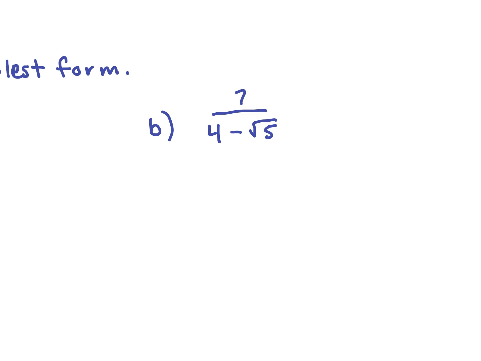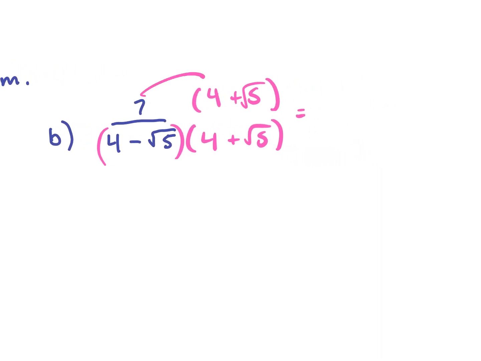All right, what is my conjugate for 4 minus square root 5? 4 plus square root 5. The sign changes. Sign in the middle changes. So 4 plus square root 5 gets multiplied on the top and the bottom. So let's multiply the top first. We distribute. So I get 28 plus what?